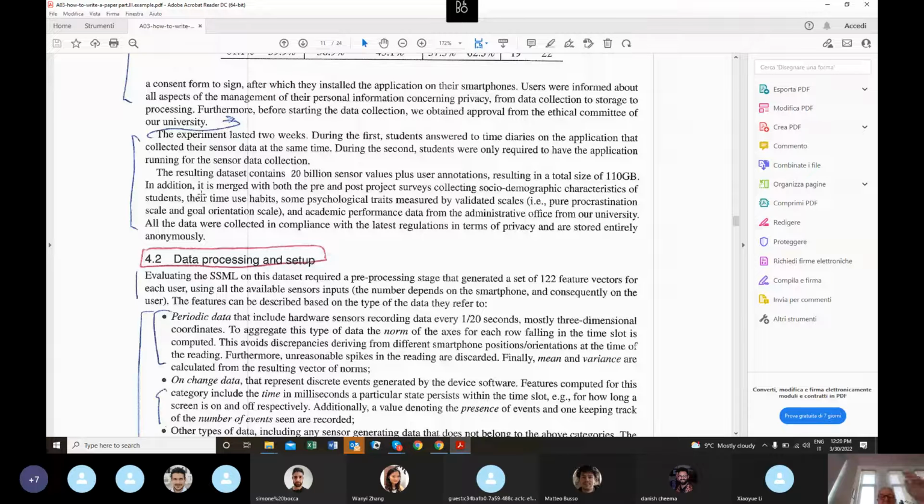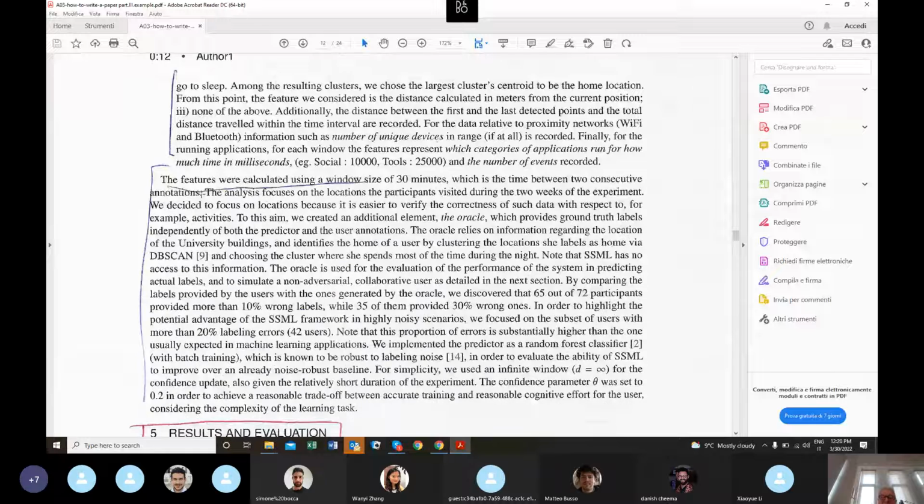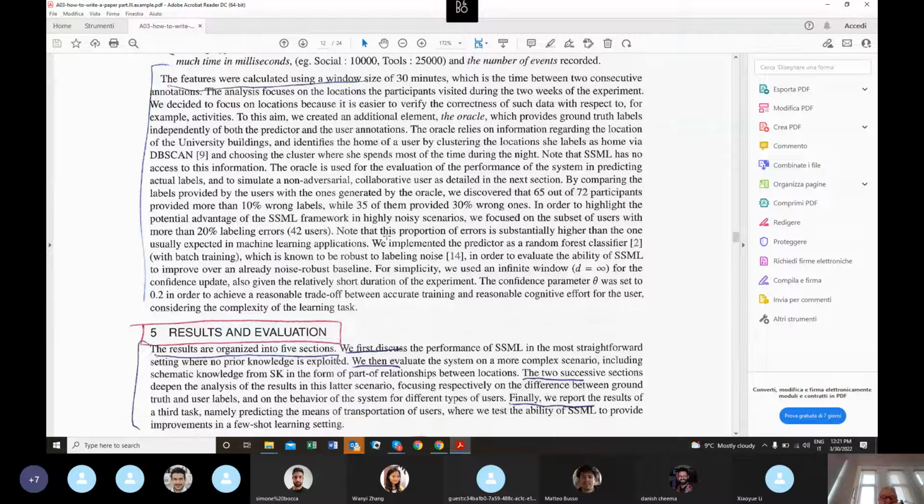Describe the details of the experiment. Data process setup. Again, we use itemize. We have the features, which can be described based on the type of data they refer to. We have the itemize on type of data. You see, before the itemize was on the process, now you have the itemize on the type of data. We just do the same. We use the type of data to structure the section. And then we put one sentence at the end, just giving some details.